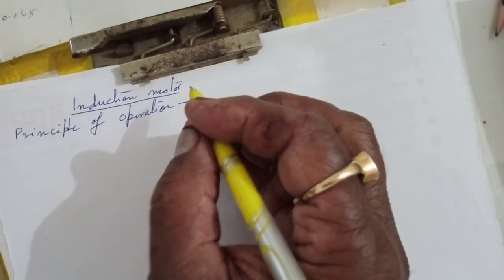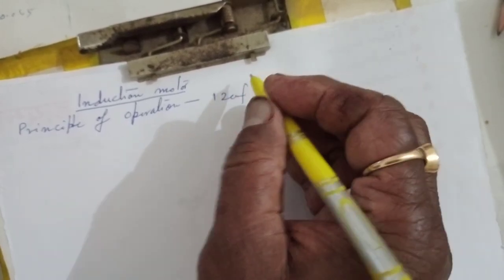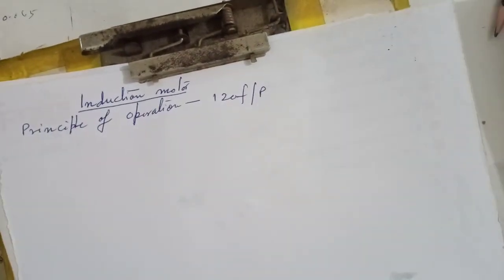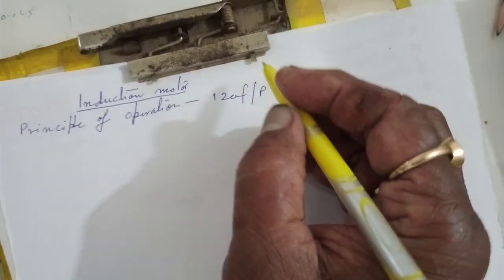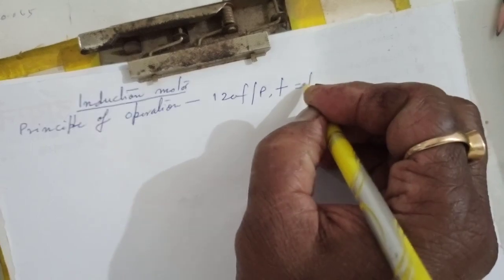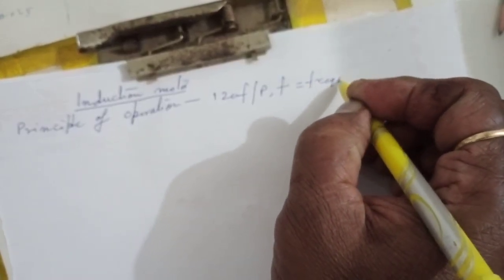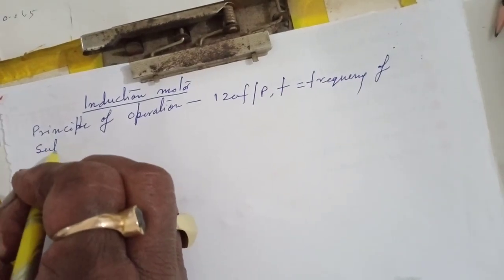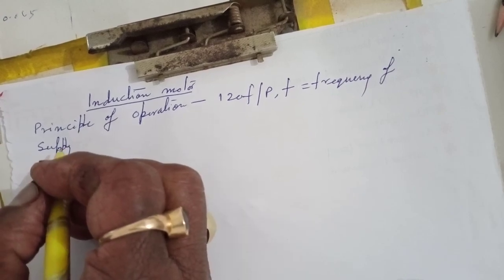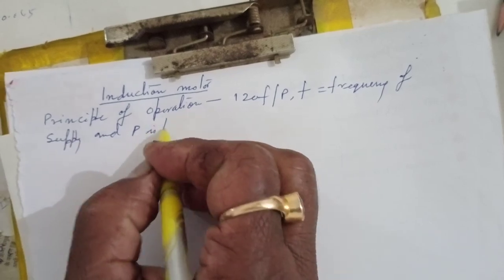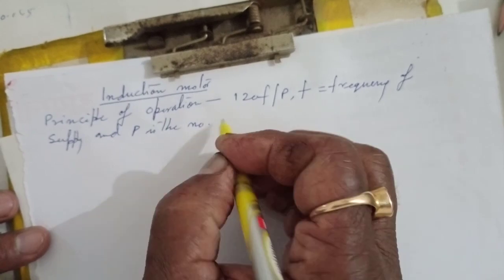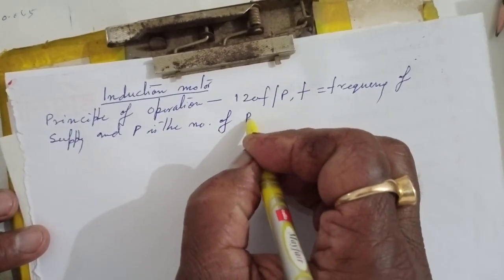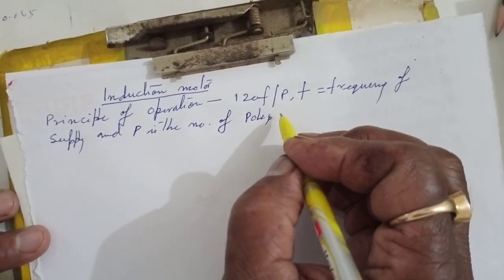The field rotates at a speed of 120 F by P, where F is the frequency of the supply, and P is the number of poles on the winding.